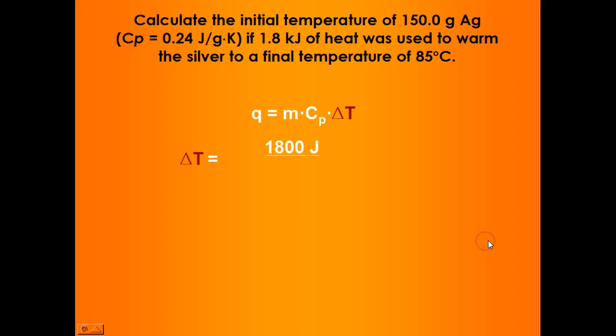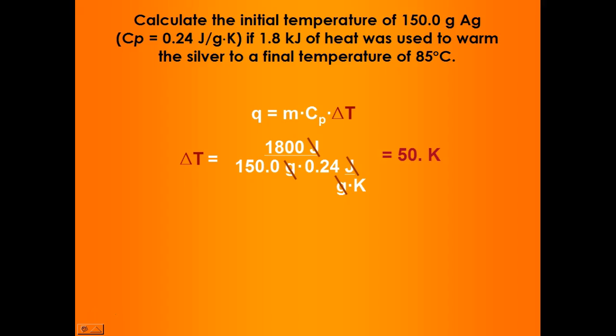The reason I'm solving for delta T is because it's a little bit easier to find the initial temperature once I've gone ahead and isolated the delta T by itself. My Q is in kilojoules, 1.8 kilojoules of heat, while my Cp is in joules. So I need to make those units consistent, so I changed the 1.8 kilojoules to joules. I divided that by my mass, the 150 grams, and my Cp, the 0.24 joules per gram Kelvin. The joules cancel, the grams Kelvin cancel, and that leaves me with Kelvin.